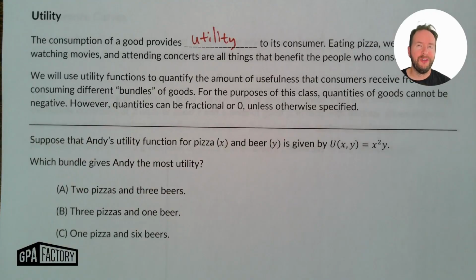We're talking about economics here. You really can't have a negative amount of pizza. So fractional values of pizza and even a zero amount of pizza would be a valid value for what we're going to be consuming. Okay, so let's look at some utility functions.